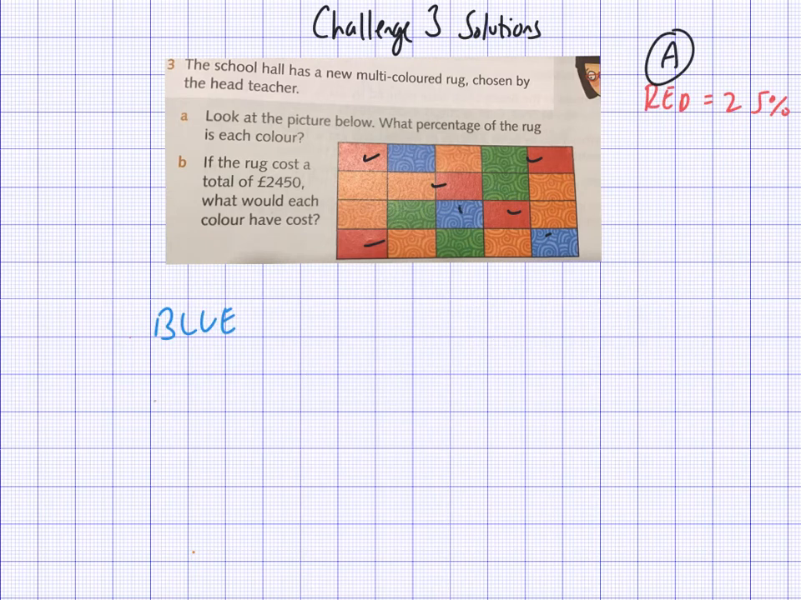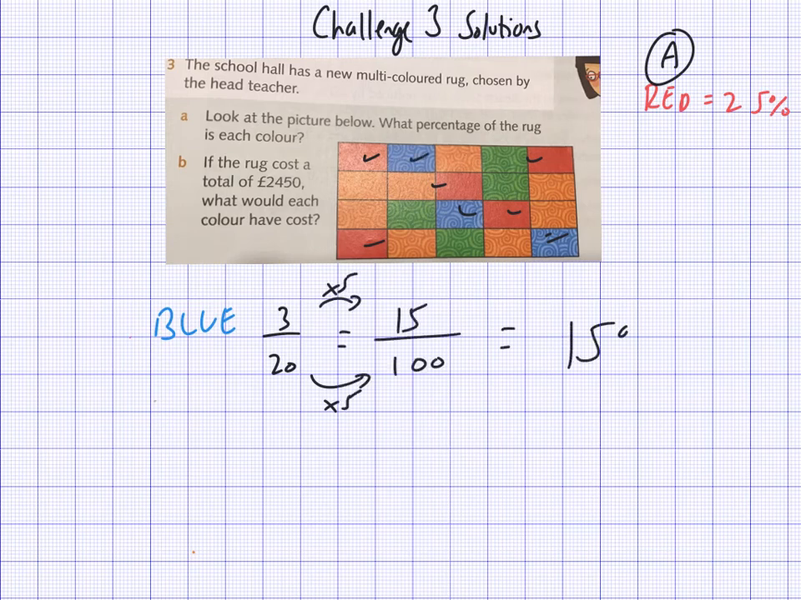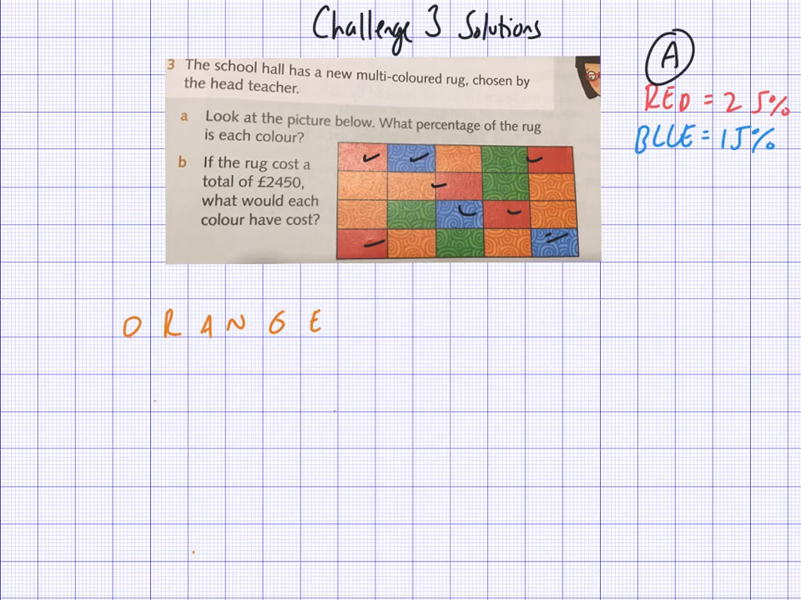Next we look at blue. There are 3 blue panels, so that's 3 20ths, which we need to change into hundredths. So again, 20 times 5 is 100. 3 times 5 is 15, so 3 20ths equals 15 hundredths, which is 15%. So 15% were blue. Next we'll do orange.